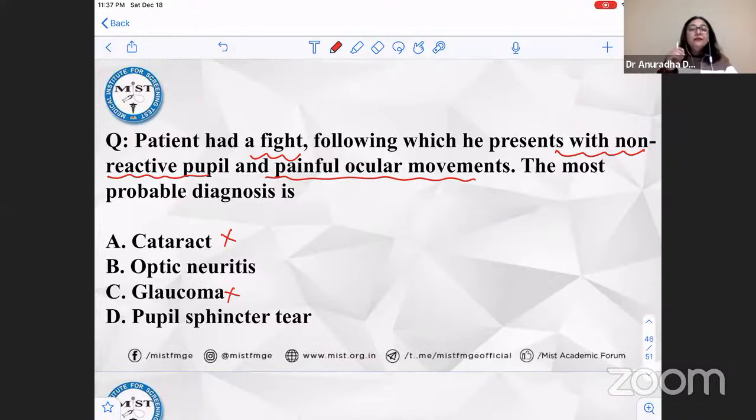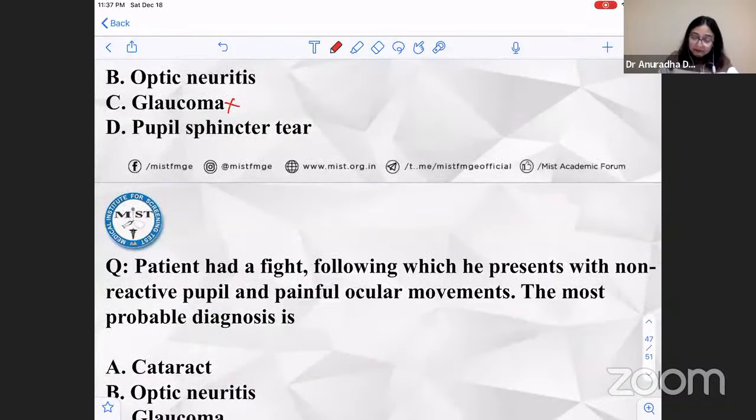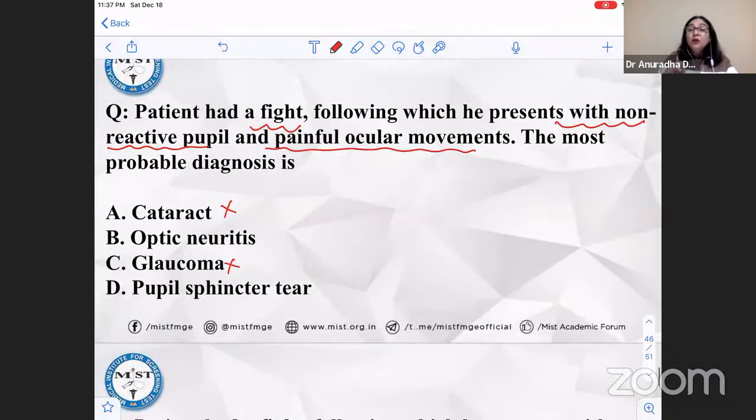Now, trauma can lead to a tear of the pupillary sphincter. The pupillary sphincter is the muscle, the sphincter pupillae, which makes the pupil constrict. So when there is trauma, the sphincter can be injured and there can be a non-reactive pupil. Then optic neuritis is a condition in which we know there are painful ocular movements. But in optic neuritis, the patient will not have a non-reactive pupil. The patient has RAPD or Marcus Gunn pupil.